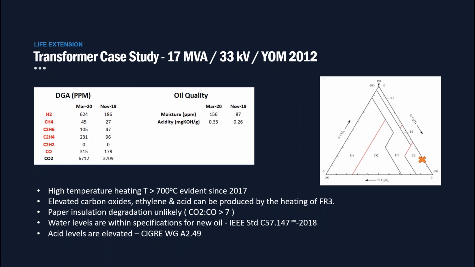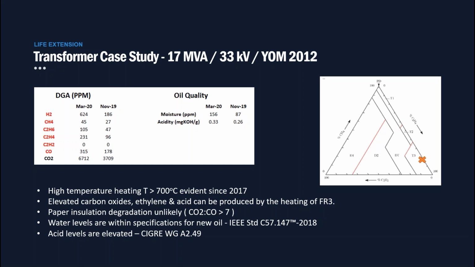Suggests the fault is active. And this type of heating in transformers can produce carbon monoxide, dioxide, ethylene, and also acid from the fluid itself. I don't believe paper insulation degradation is occurring here. The carbon monoxide levels are not too much higher than the normal levels that we see during normal operation. And also the ratio of carbon dioxide to carbon monoxide is greater than 7. And if this decreases, then this could indicate that there's abnormal heating of paper.